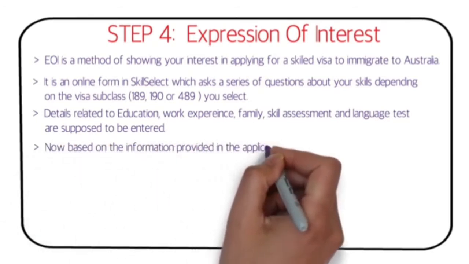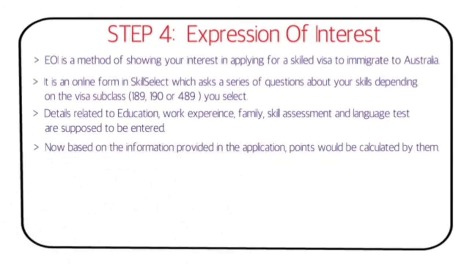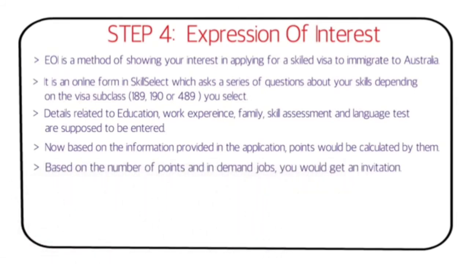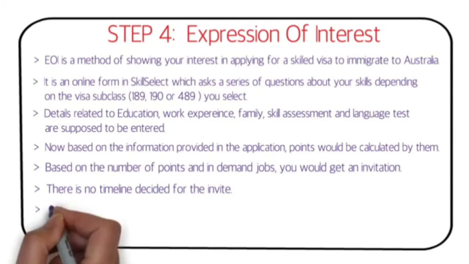Now, based on the information provided in the application, points will be calculated by them. Earlier you calculated your points yourself through the points table. Now they will calculate and assess you. Based on the number of points and in-demand jobs, you will get an invitation. There's no timeline decided for this invite, so someone who's got 75 points has high chances of getting the invite first. Somebody with 65 points would get it later on.